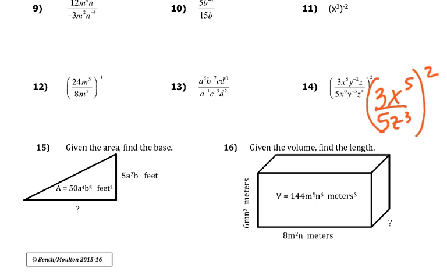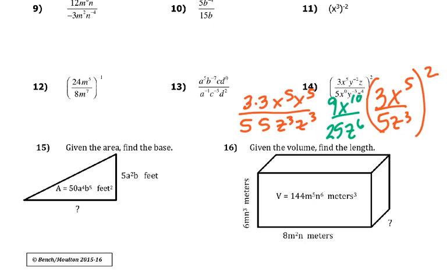So again, that means everything in there gets a second power. So that means 3 times 3. It means x to the 5th times x to the 5th. It means 5 times 5. It means z to the 3rd times z to the 3rd. So when I go and simplify that out, I'm going to have 9x to the 10th over 25z to the 6th.